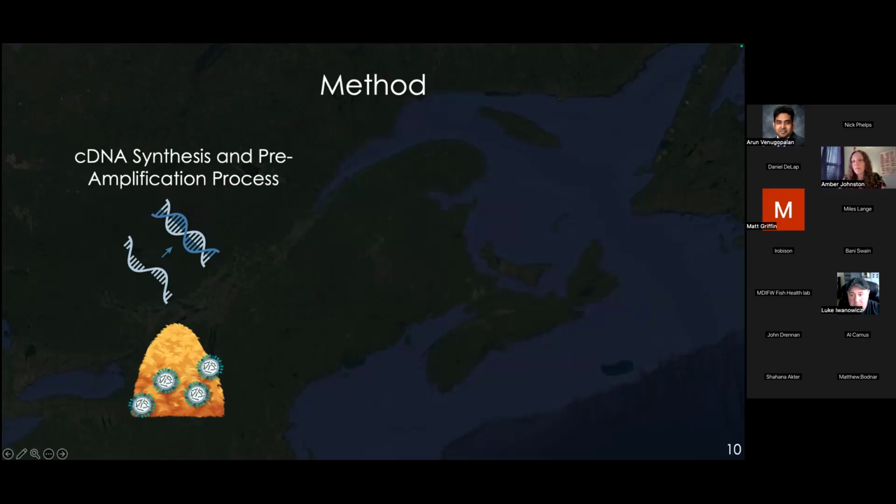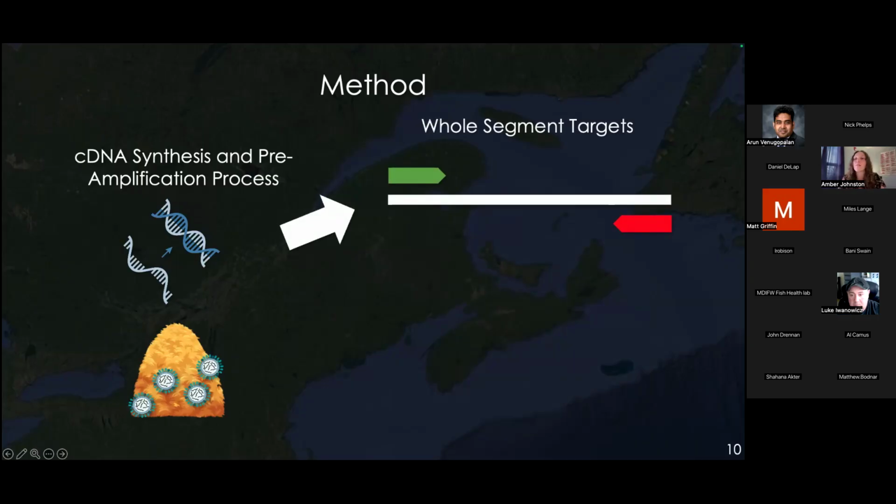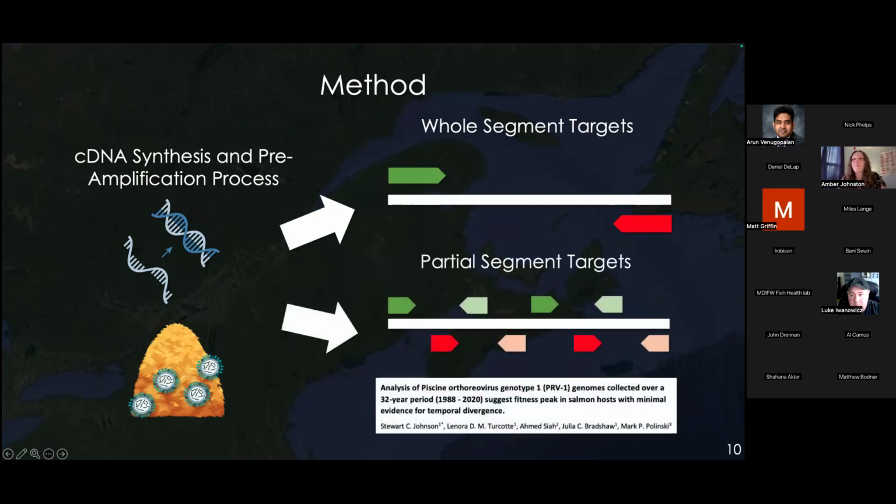And there are two approaches to this. The first and most straightforward is to design primer pairs that grab specific whole genome segments. This method has been used, for example, with influenza virus sequencing. Next is to create more primer sets that amplify partial segment fragments. So this alternative route has been published for use with other human pathogens like Zika virus, and a publication using this for Piscine orthoreovirus is currently in press.